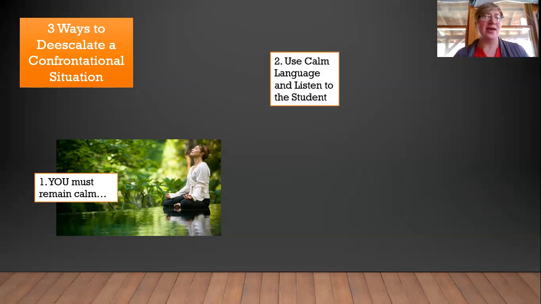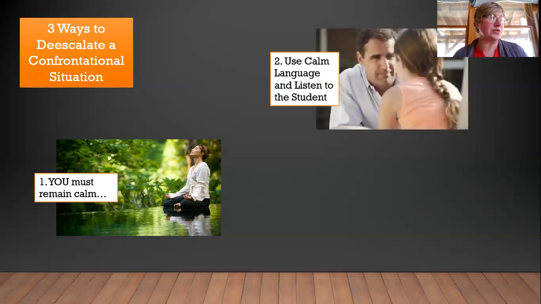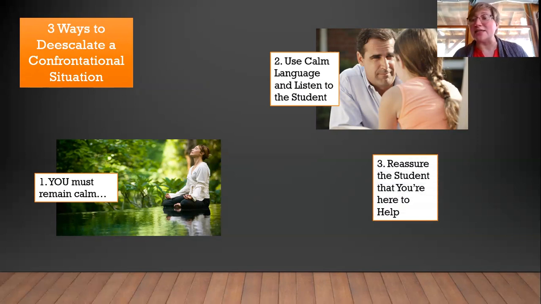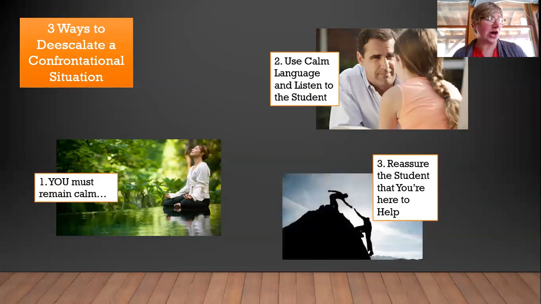The second way is to use calm language and to listen to the student. By using calm language, we're talking about saying things like, I can see you're upset and I want to know why. Showing the student that you're here to listen and to get to the bottom of the problem. This then leads to the third way. Reassure the student that you're here to help. Again, using calming language and stating something like, let's figure out a solution to this problem. How can I help you? Letting the student know that you're not the enemy, even if they feel like you are.